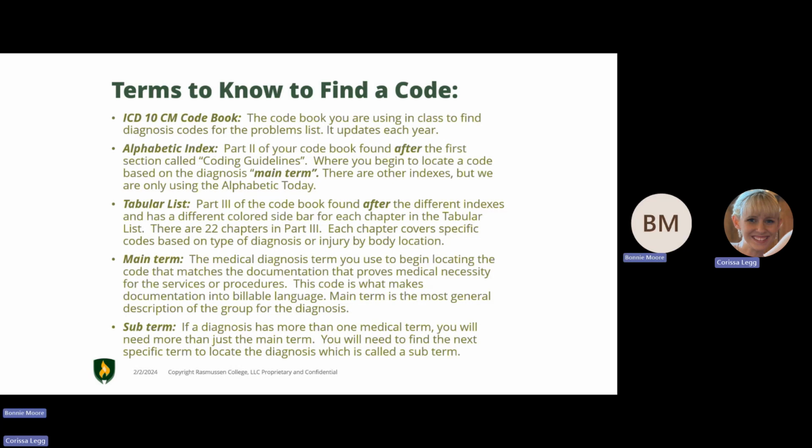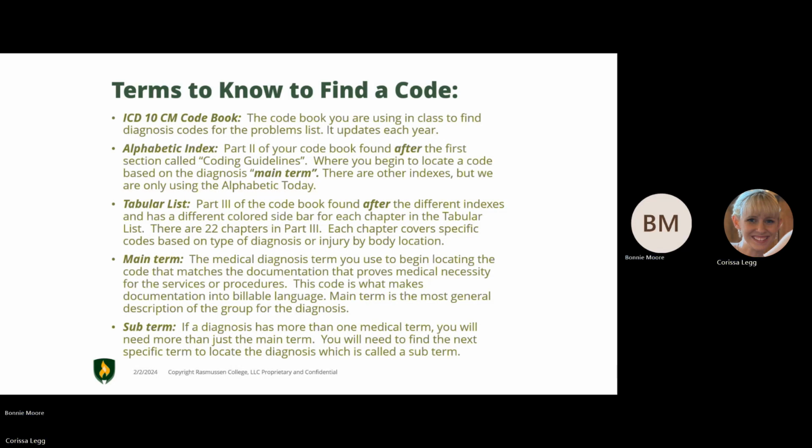So the main term is the medical diagnosis term that you use to begin locating the code. It has to match the documentation provided. It has to prove medical necessity. The main term is always going to be the most general description of that diagnostic group. And when we walk this through, you'll see what that is.